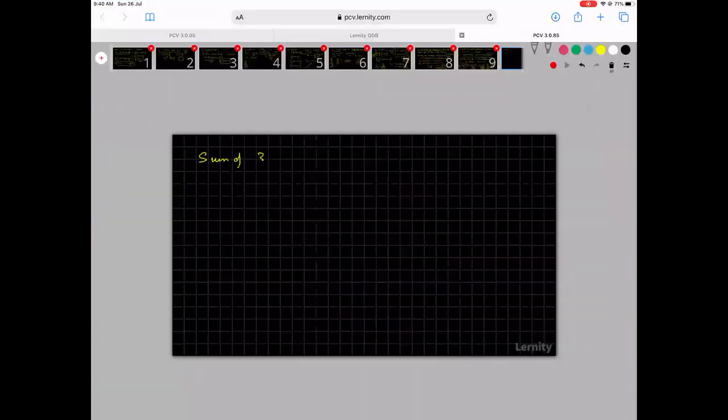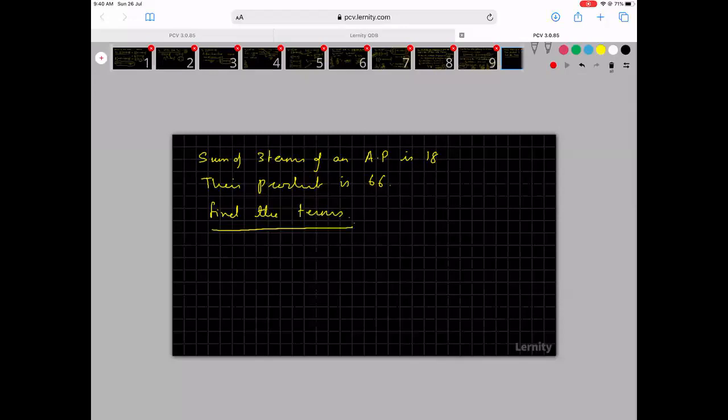Sum of 3 terms of an AP is 18. Their product is 66. Find the terms.